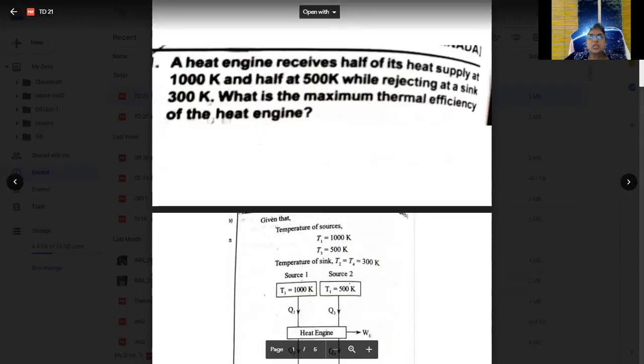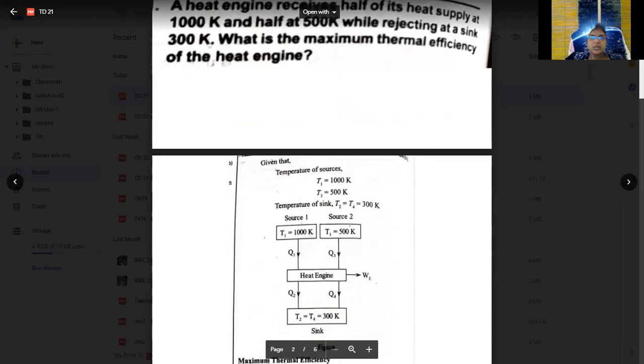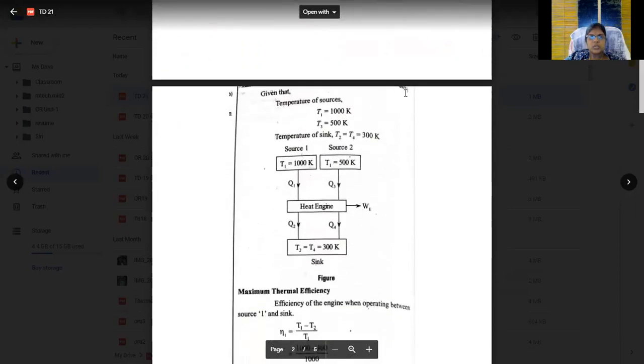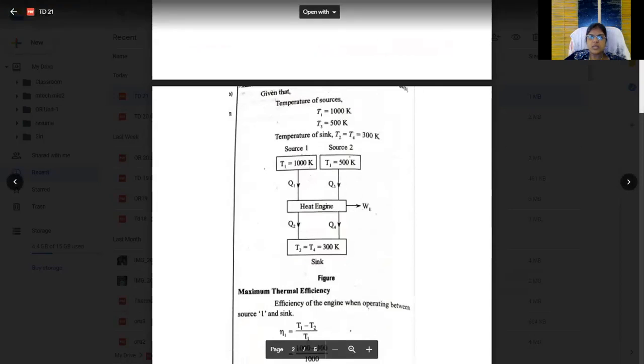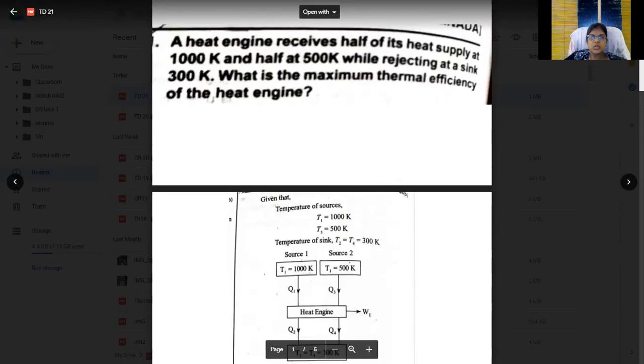So here we will consider, what is our hint? Our hint is heat engine. Definitely heat flows from higher to lower. But there is a small change. Temperatures of sources are T1, T2, and temperature of sink T2 is equal to T4. Here we have only one sink, that sink temperature only one, and two sources here. That is the main change in the problem.